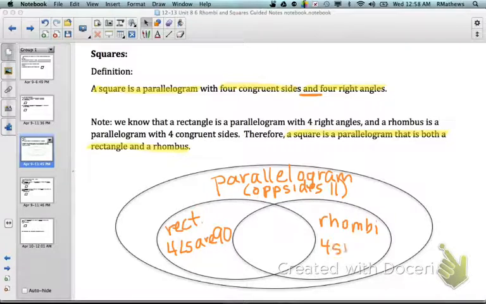That all 4 sides are congruent. And so then what we would have in the middle here is the square, because it has the 4 angles that are 90 and the 4 sides that are congruent. It's got both. Okay?